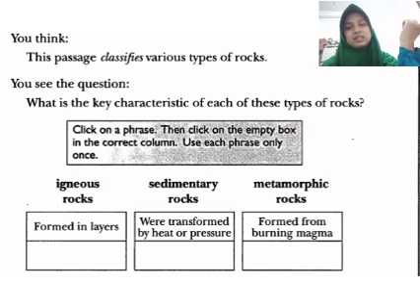In your mind, you will think that this passage classifies various types of rocks. Then you see the question, what is the key characteristic of each of these types of rocks? You click on a phrase, then click on the entry box in the correct column. Use each phrase only once. Then for igneous rocks, you should click formed from burning magma. For sedimentary rocks, click formed in layers. For metamorphic rocks, click were transformed by heat or pressure.